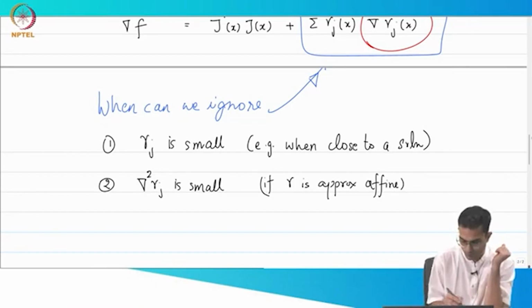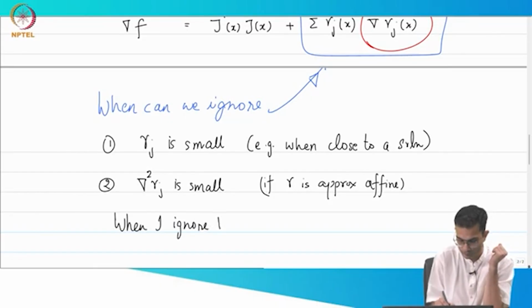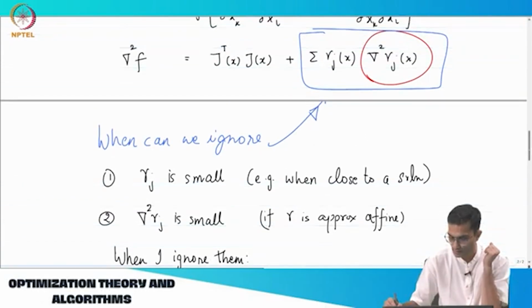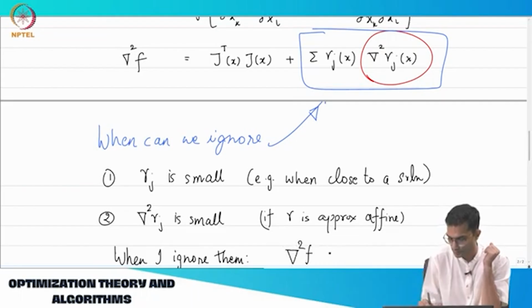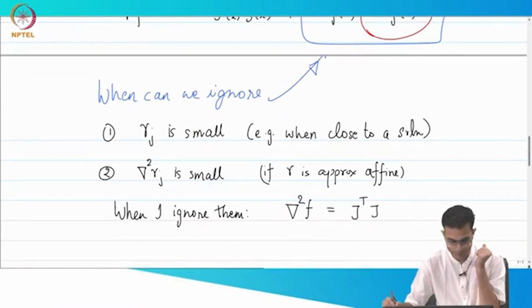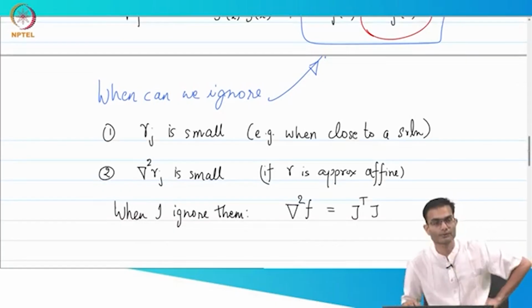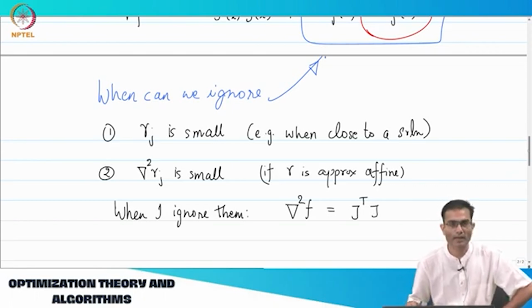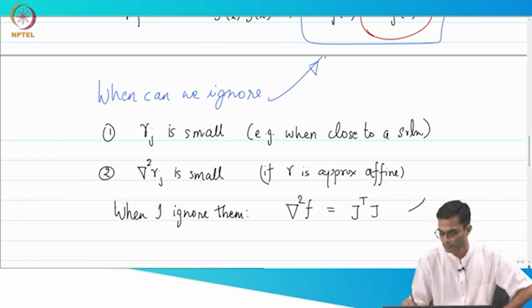So these are the two possibilities when we can ignore these terms, okay? And when I ignore them, what do I get? I get that the Hessian simply becomes J transpose J. Because the second term is gone, and this is what is called in the literature as linear least squares.